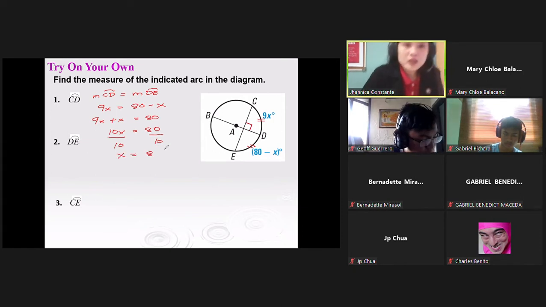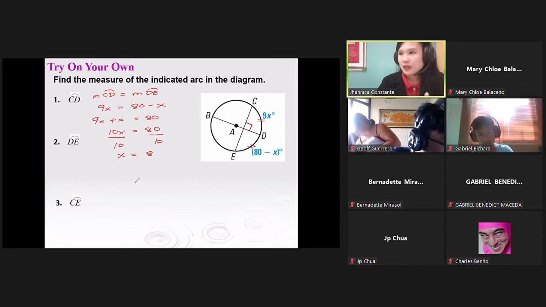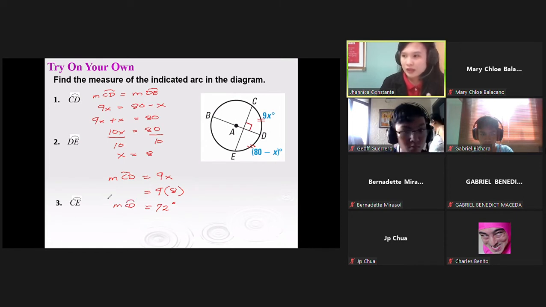So we have already the value for our x. To find the exact measurement of our arc CD and arc DE, the measurement of the arc CD is equal to 9x. So 9 times the value of x, which is 8. So 9 times 8 is equal to 72 degrees. So that is the measurement of our arc CD.